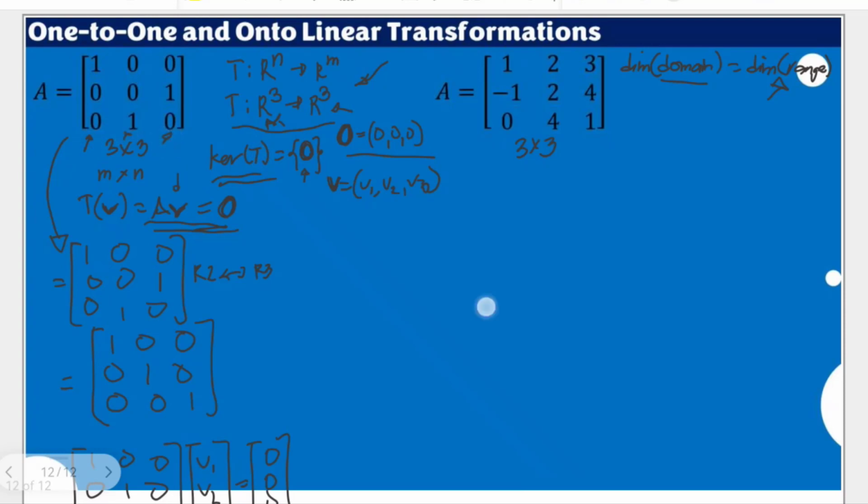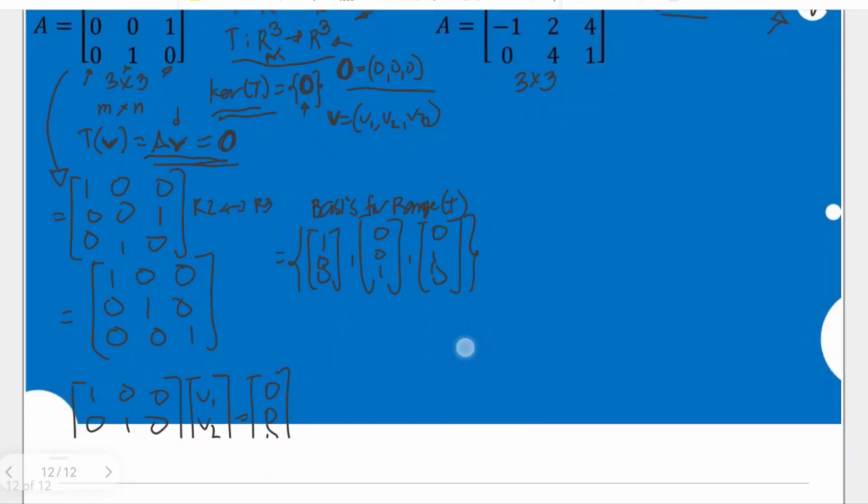In short, the basis for the range of T for the first matrix is the set containing the 3 columns of our initial matrix: 1, 0, 0; 0, 0, 1; and 0, 1, 0. This would mean that the dimension of the basis of your range, which declares the number of vectors found in the basis, is equal to 3.